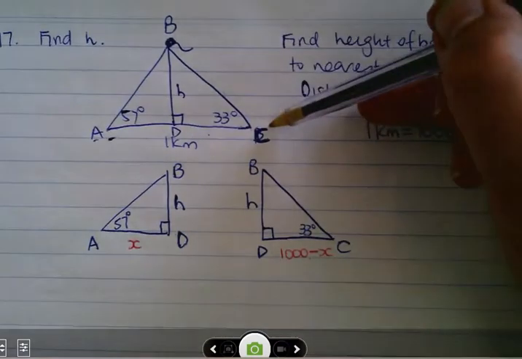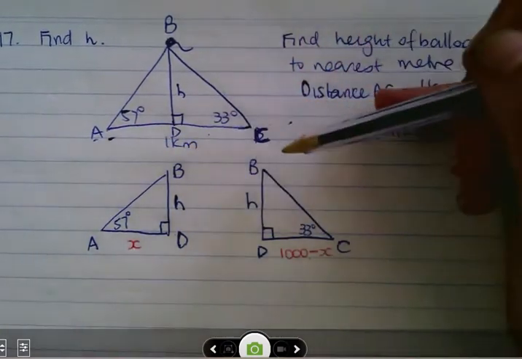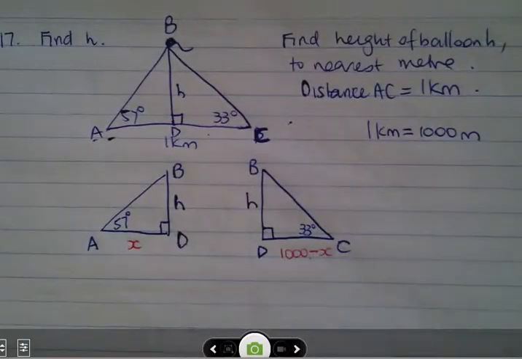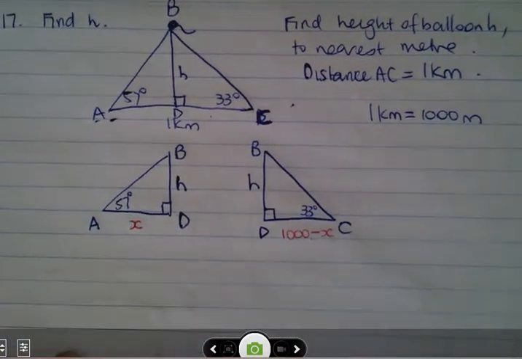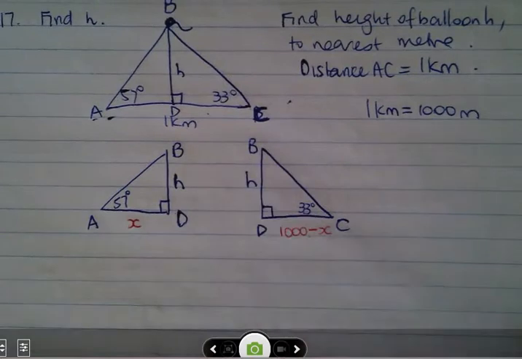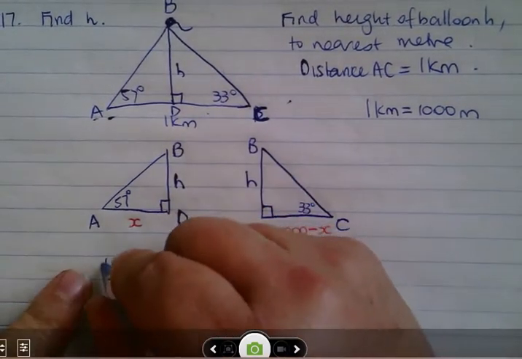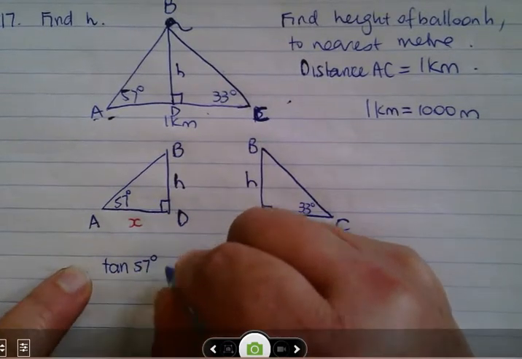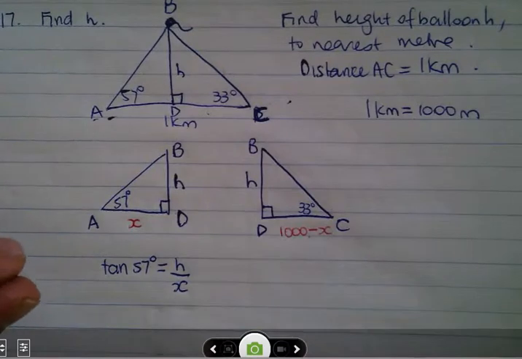If they want the whole lot and nothing's broken up, you call one X, you call the other one the total length minus X. Okay, now we're going to come up with 2 expressions. Look, we're not stuck, but there's only one thing you can do. Sine, cos, or tan? Tan. So let's go. Tan of 57 degrees is H over X.